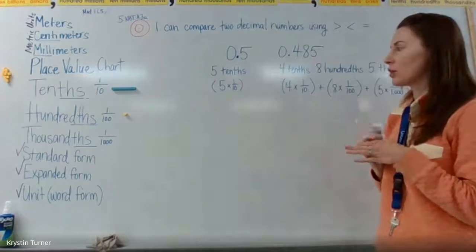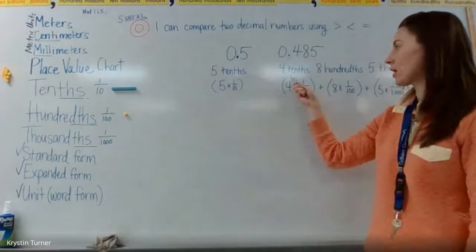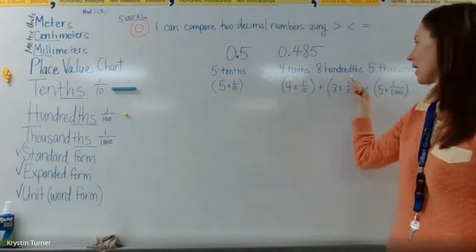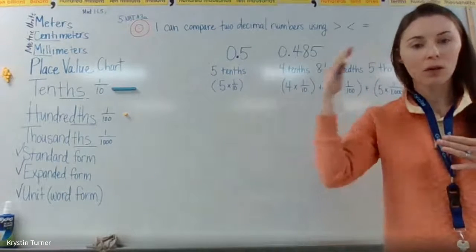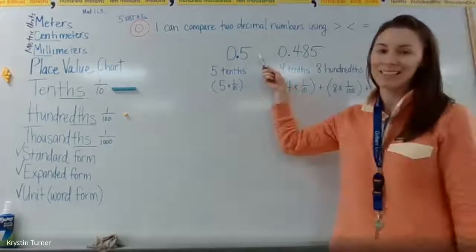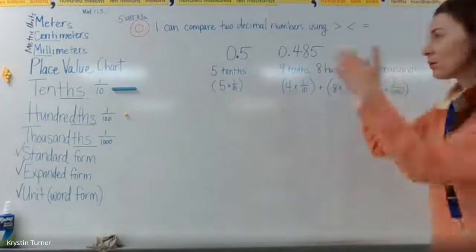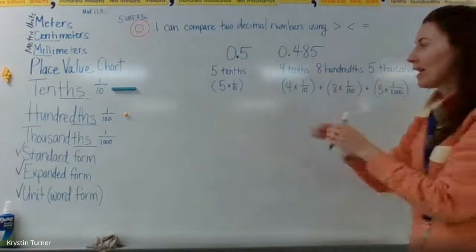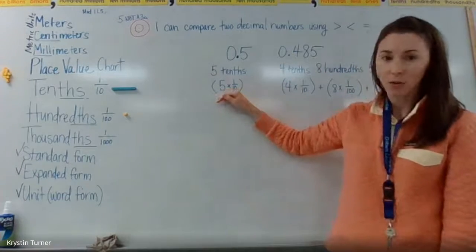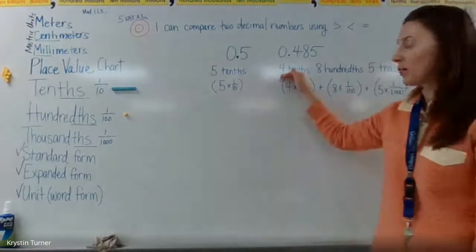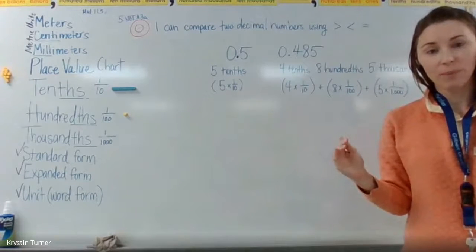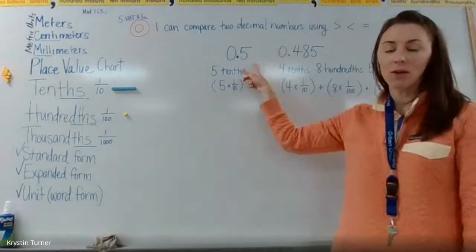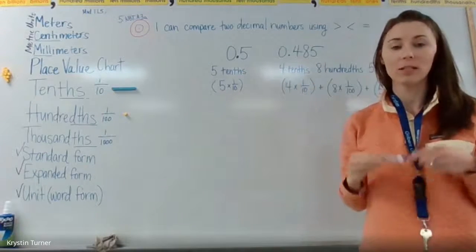Now, let's say that you were given 5/10ths versus this number, 4/10ths, 8 hundredths, 5 thousandths. First thing before you go to the place value chart is you need to write it in standard form. Now, I've already written them in standard form, but if you were to get it in expanded form or unit form, the first step is to first write it in standard form.